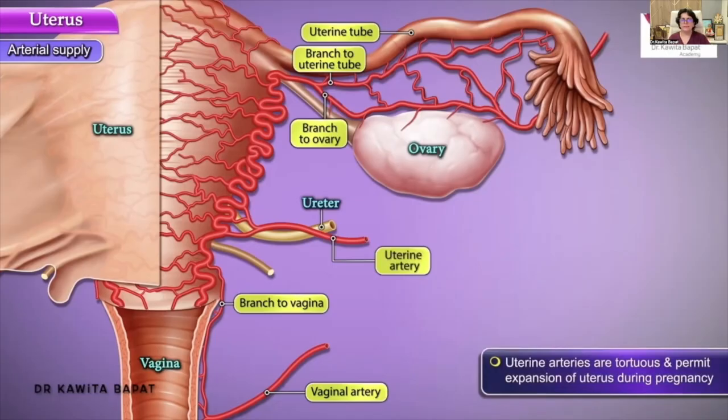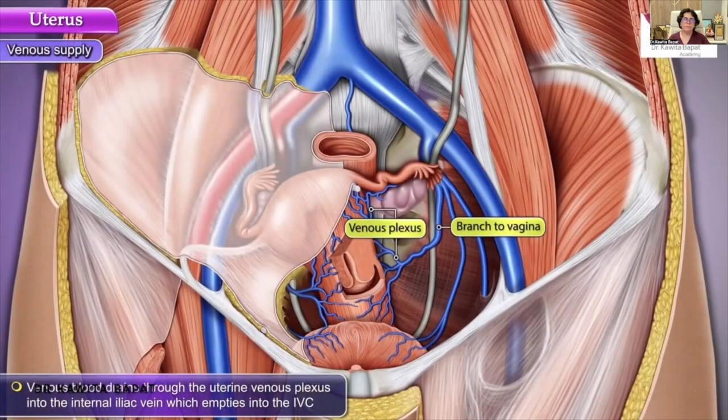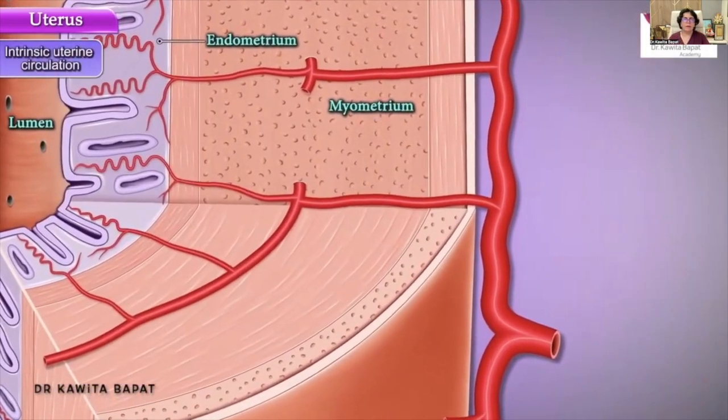The uterine artery is basically a tortuous structure. And why is it tortuous? Because it allows the uterus to expand when pregnancy is there. Venous blood drains through the uterine venous plexuses, and it goes to the internal iliac vein, and that empties again into the IVC, the inferior vena cava.